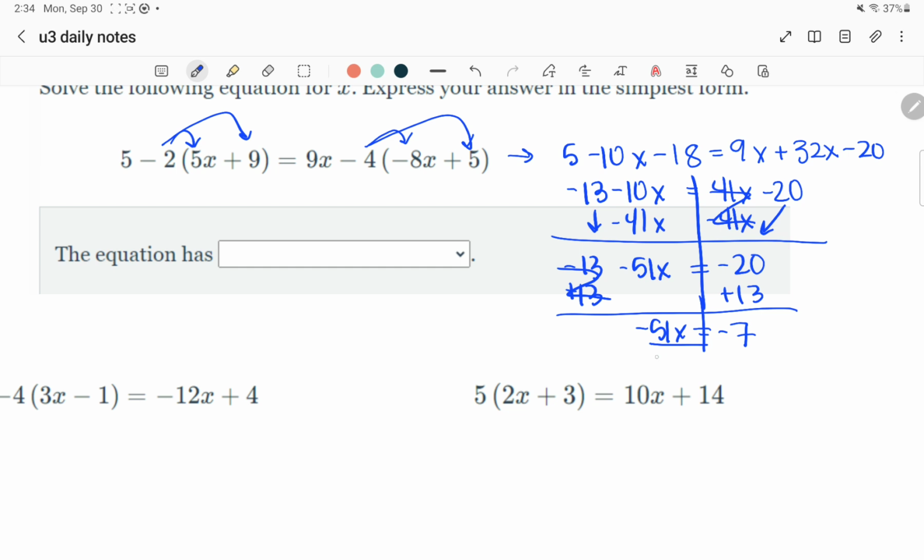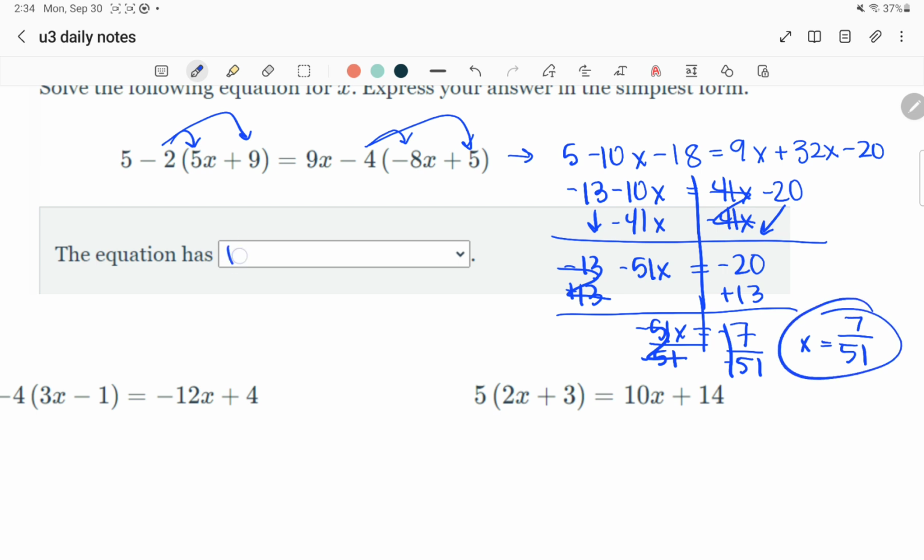And now I need to solve. So divide negative 51 on both sides. Cancels out. I have x equals, the two negatives will cancel out, 7 over 51. You can find that in a decimal, then that's cool. I recommend leaving it as a fraction.